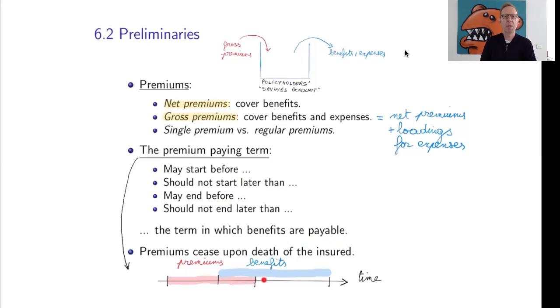This can be seen also here in this picture. The benefits are in this period, but the premiums stop here. They may stop before, but the premiums should not end later than the term in which the benefits are payable. So that means premiums cannot run until after the benefits have stopped.